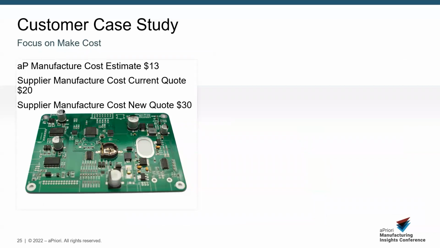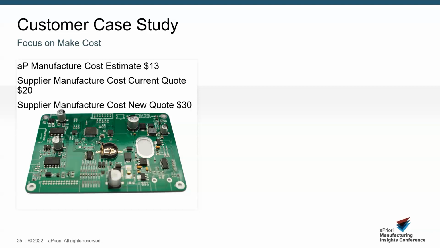This is another example. So you can see the gap here. We had an a priori make cost estimate of $13 and the quoted manufacturer cost of $20. In fact, the supplier was now requoting for a new year. Component prices had gone up, but we also saw that they were quoting a new make cost estimate of $30. So yes, component costs were going up, but for this board, the make cost quote was going up too. That's something we can work together with the supplier on to see if we can really do something to reduce the cost.